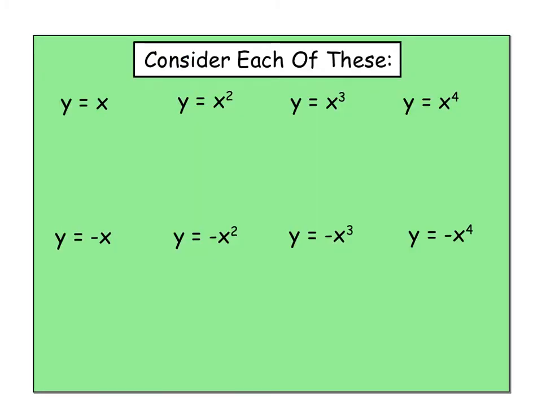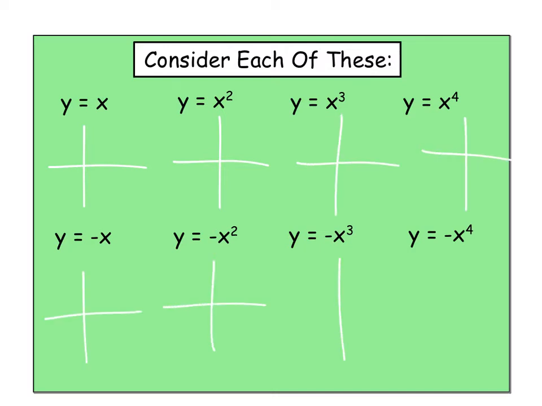All right, so let's do a quick sketch for each of these. These are going to be some of the basics, which we saw on the previous page, but I want to get a nice pattern to jump out to you guys. So let's throw some xy axes on here. Again, we know y equals x. It has a positive slope through the origin.